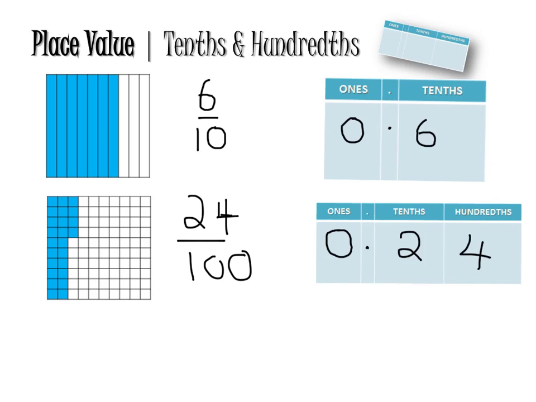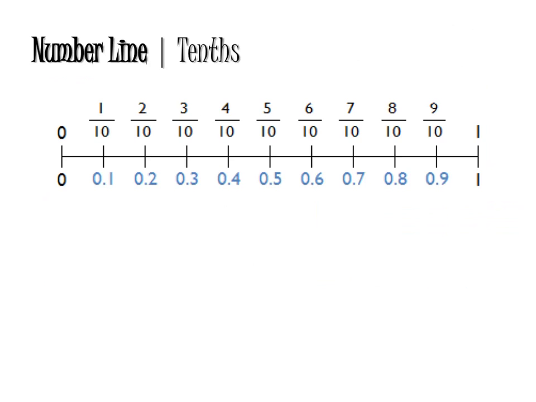Now we can also take each of these 100 pieces and divide them into 10 equal pieces, and then we would have thousandths. So these pieces can actually get smaller and smaller and smaller. Now I can also represent tenths on a number line.